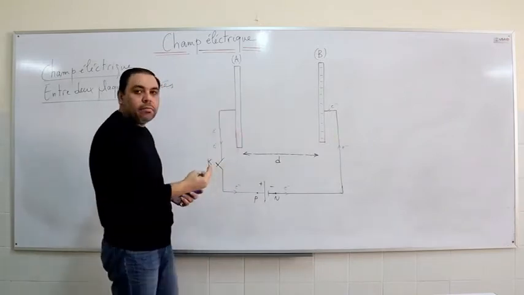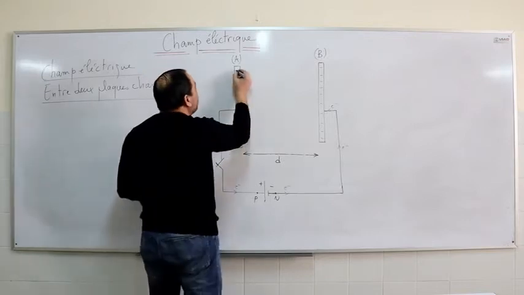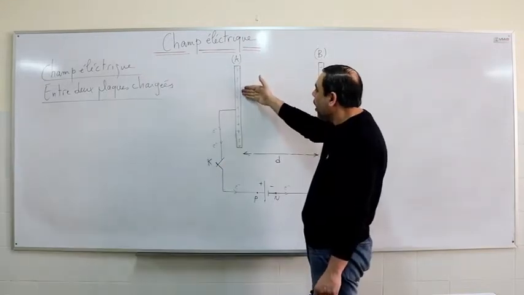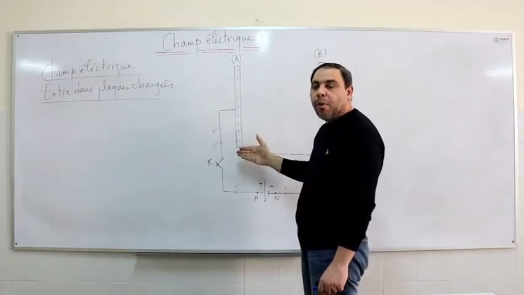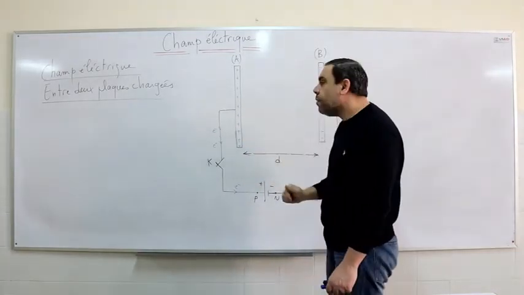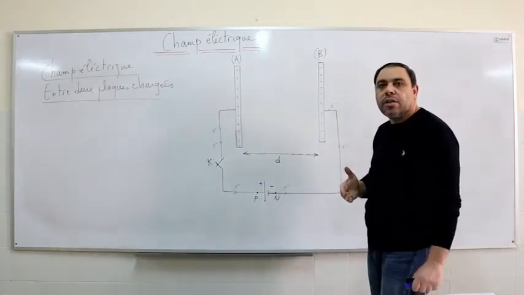The plate A is initially neutral. Upon losing its electrons, it becomes positively charged. On A, there is a uniform distribution of positive charges. On B, there is a uniform distribution of negative charges.